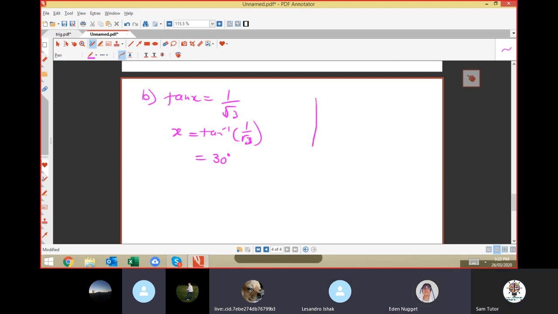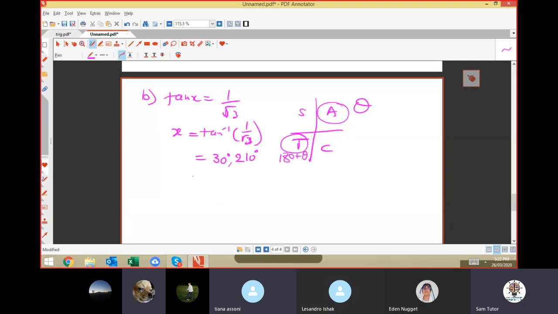You draw the ASTC, all stations to central. Very good. Tan is positive. Where is tan positive? Here and here. The angle for this was theta. The angle for this was 180 plus theta. So what's the next answer we need to get? Theta meaning the first angle you get, so x or theta, whatever. What's the second answer that we need? 210 degrees. That's it, 210. And then for the final answer, you've got to divide by 180 and give them as radians.